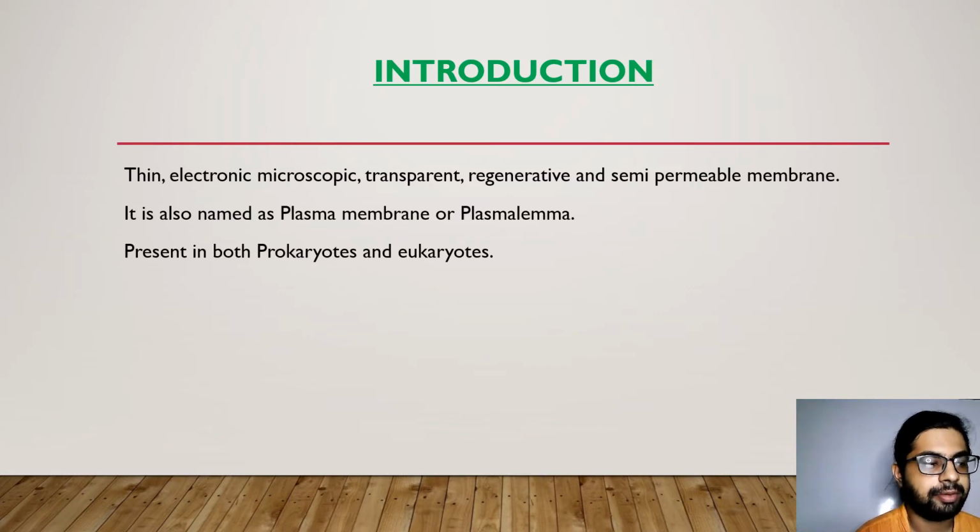So plasma membrane is thin, electron microscopic. Electron microscopic means it can only be seen under electron microscope. It is transparent, regenerative, it can self-regenerate, and semi-permeable in nature. Semi-permeable means it selectively permits specific molecules in and out of the cell to maintain cell homeostasis. Plasma membrane is also referred to as plasmalemma. This is important.